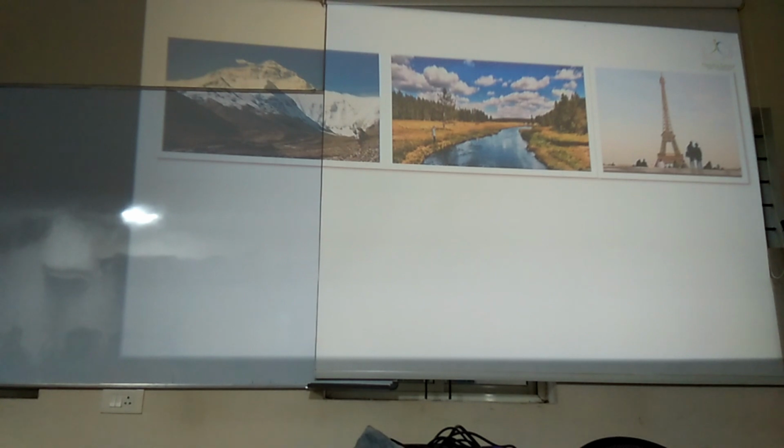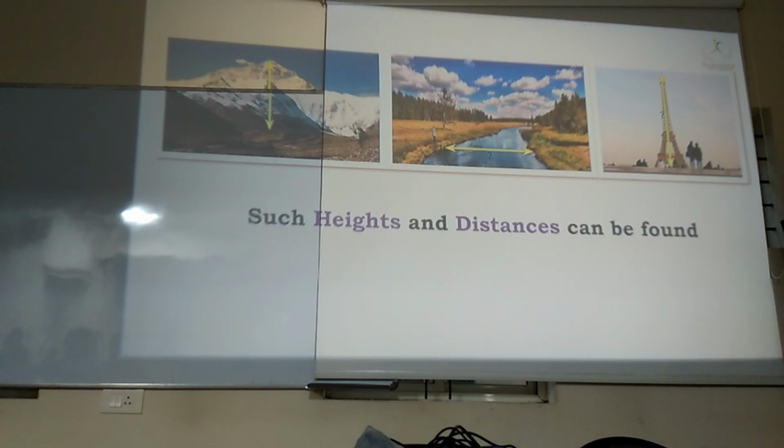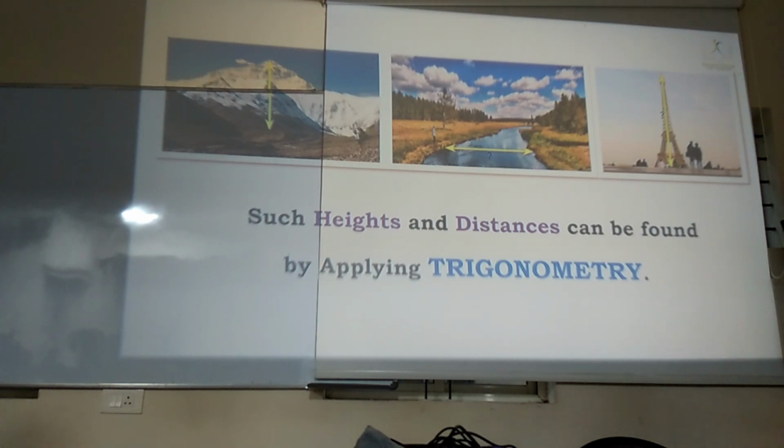These are the 3 circumstances. These were the 3 cases we came across, right? Height, width, and again height. What are these actually called? The distance between the peak and the ground. The distance between one bank of the river to the other bank. The distance between the highest point of the Eiffel Tower to the ground. So, these are called heights and distances, which can be found out by trigonometry.